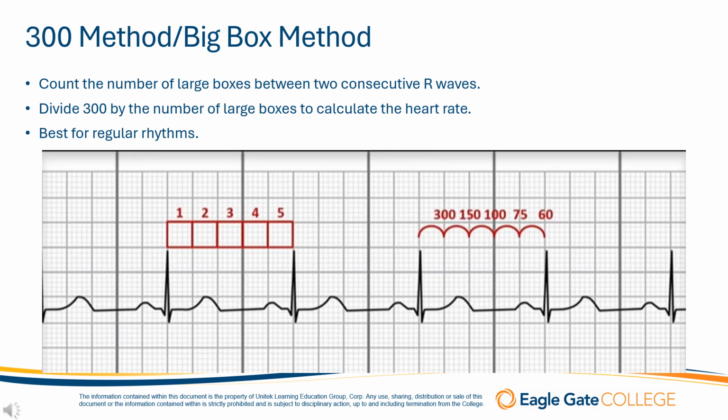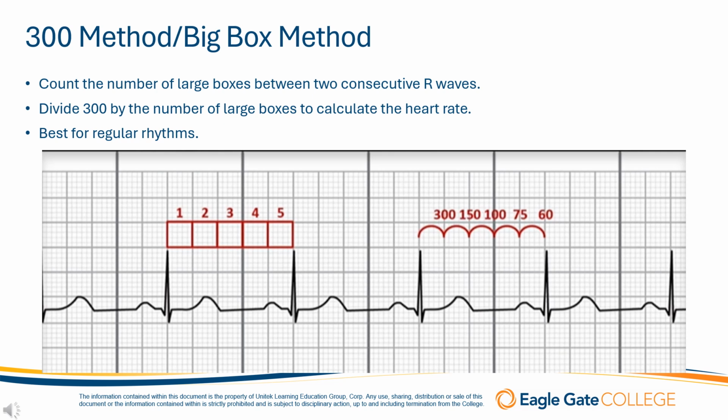Now let's go over the 300 method, also called the big box method. Again, identify consecutive R waves. Remember that the R wave is the peak of the QRS complex, which represents ventricular depolarization, and ensure that the rhythm is regular to use this method effectively. Count the number of large boxes, each representing 0.2 seconds, between the peaks of the R waves. For example, if there are 4 large boxes between 2 consecutive R waves, note down this number.